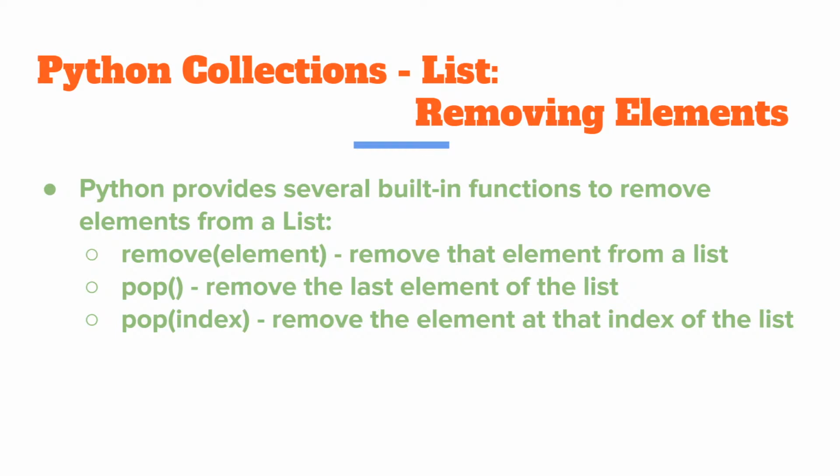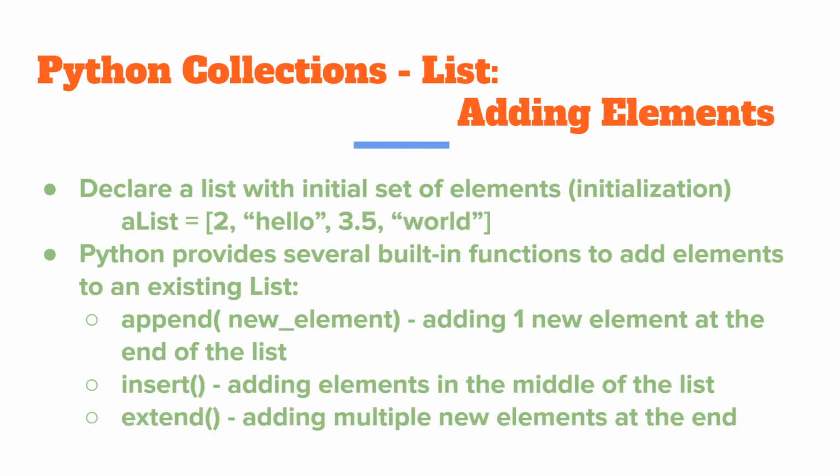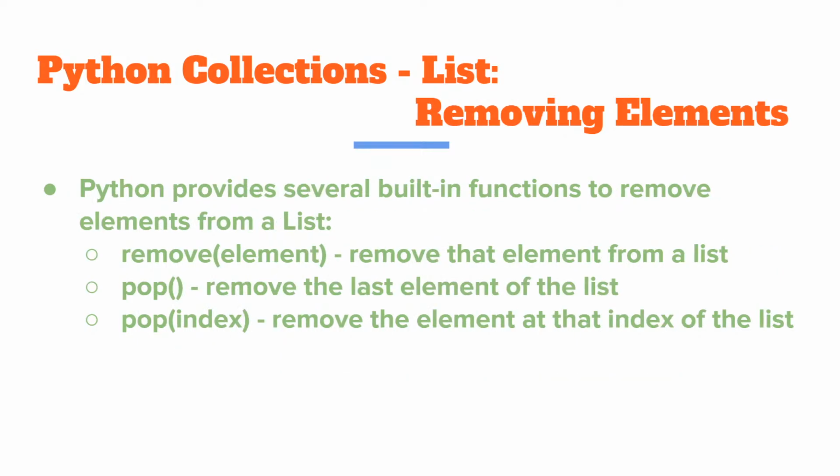Essentially, remove is going to be removing a certain element from the list. So say you want to remove, in this list back here, hello. It will be able to remove hello for you, and the list will read 2, 3.5, and world. Next is going to be pop. So pop is essentially removing the last element from the list. And popping at an index means removing the element at a specific index of the list.